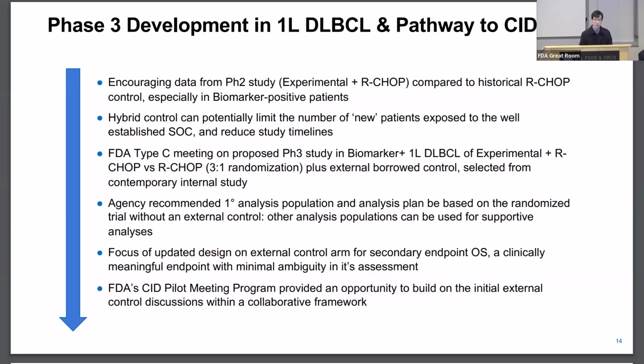The agency recommended that the primary analysis population and analysis plan be on a randomized trial without an external control. The analysis population with external control can be used for supportive analyses. The focus of the updated design with the external control was the secondary endpoint overall survival, because overall survival is a clinically meaningful endpoint with minimal ambiguity in its assessment. So then we joined the FDA CID program, which really provided a great opportunity for us to build on utilizing these external controls and discussion, also within a very collaborative framework.